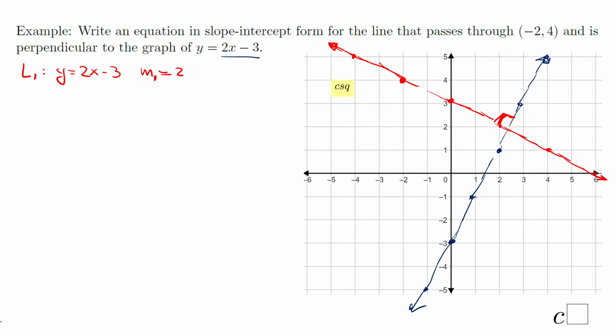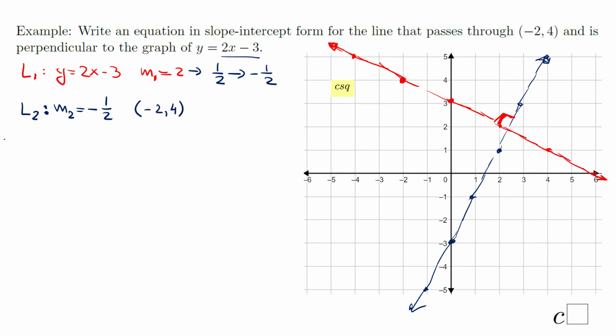Now let's go to line 2, and you notice I switched the color. Line 2 is going to have, no, I'm sorry, it's going to have a negative reciprocal slope because we're talking about perpendicular lines, right? So in this case, I will do the reciprocal, 1/2, and then change the sign. Do that in your head or write it down on the paper. So the slope is -1/2 and it goes through the point -2 and 4.